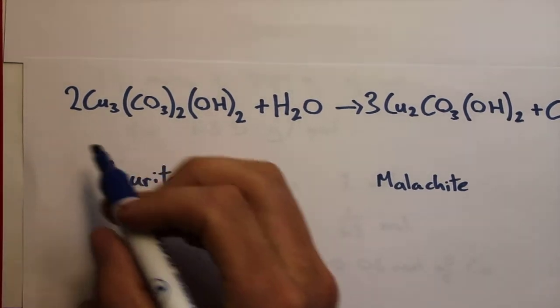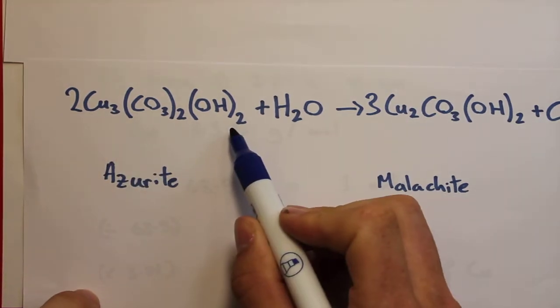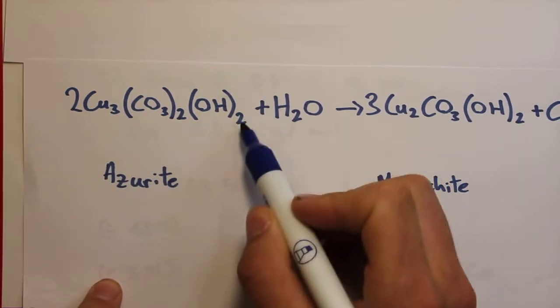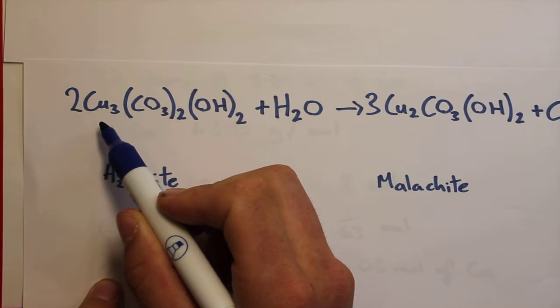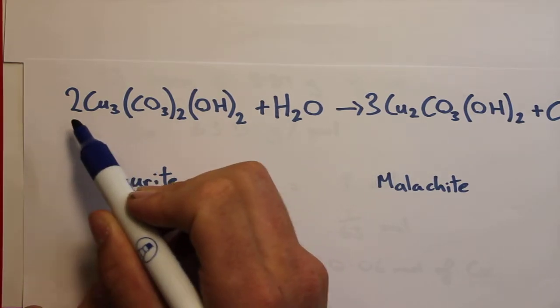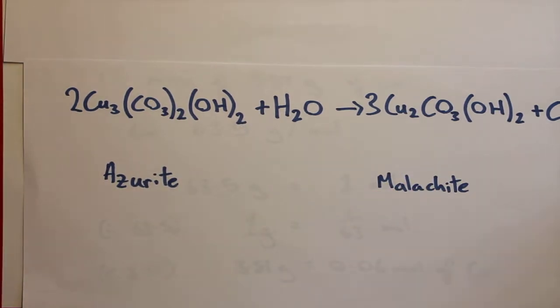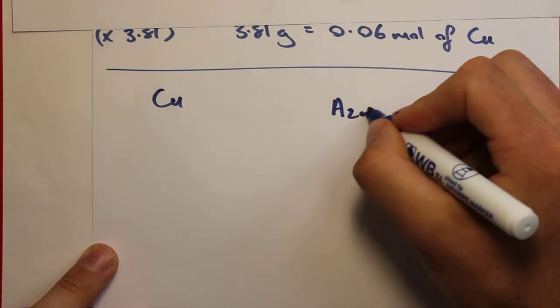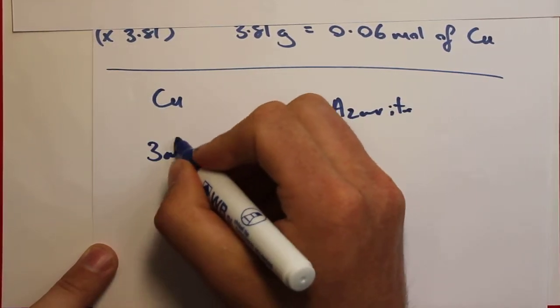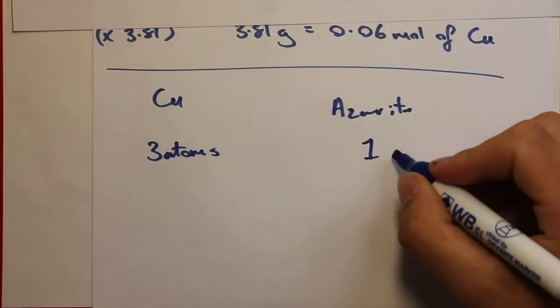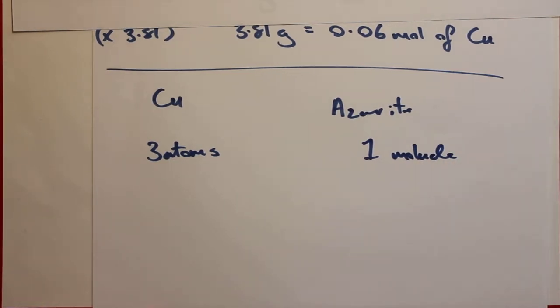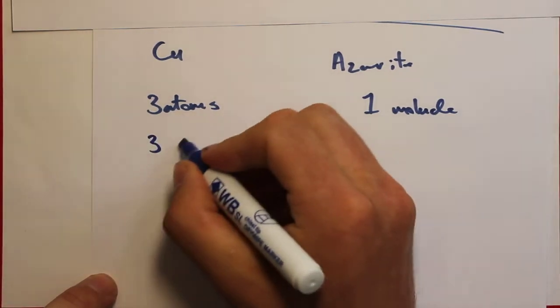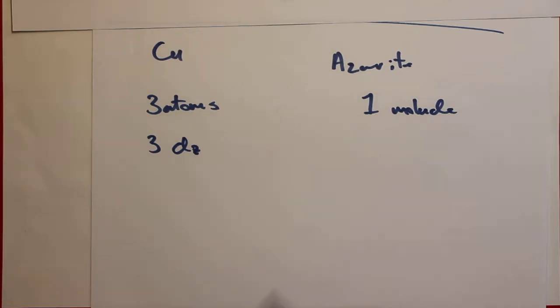Okay, so we're actually only going to be looking at the azurite molecule here. And we can see that in one molecule of azurite, just this molecule, there are 3 atoms of copper. So that means 3 atoms of copper make up 1 molecule. So that gives us a ratio of 3 is to 1. So we've got our copper and we've got our azurite. We know that 3 atoms of copper is equal to 1 molecule of azurite. Well, we could also say 3 dozen copper atoms would be 3 dozen molecules of azurite.